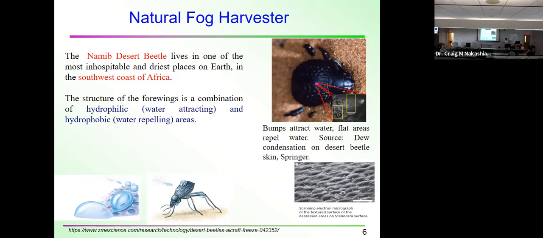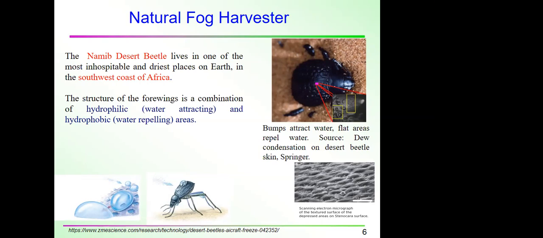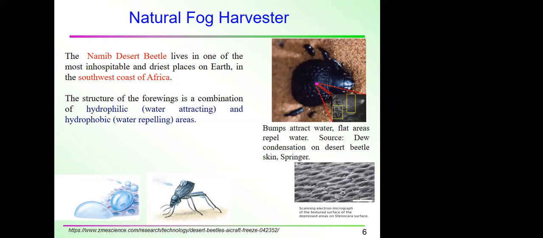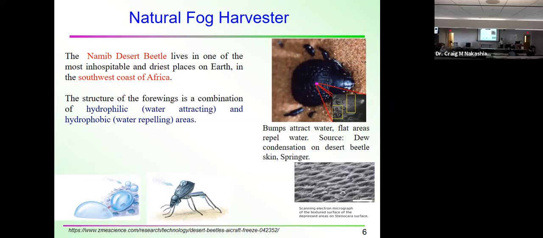How does it collect its drinking water? If you look at this structure, this figure shows the SEM images of the beetle's surface. It's a combination of bumpy surfaces and flat surfaces, right? The bumpy surface we call the hydrophilic surface, the water attracting surface, and the flat surface we call the hydrophobic surface, the water repelling surface. When wind blows with fog or moisture, the beetle lifts its body up, the bumps attract the moisture or fog from the atmosphere and form water droplets, and directly drain them to its mouth. This way, the beetle collects its atmospheric water.